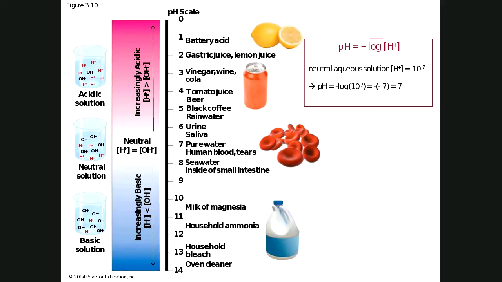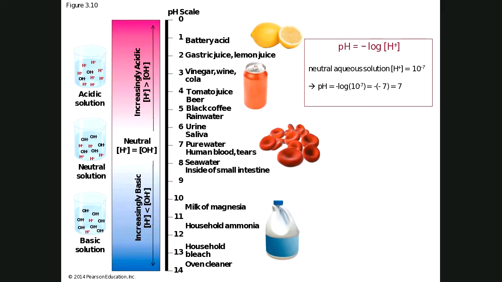The same thing works on the other side. There you go. Lye is down around household bleach. That's a very, very strong base. But the same thing works over there too. The further you get away from neutral, the stronger the base becomes. So oven cleaners are a stronger base than ammonia, a stronger base than milk of magnesia.